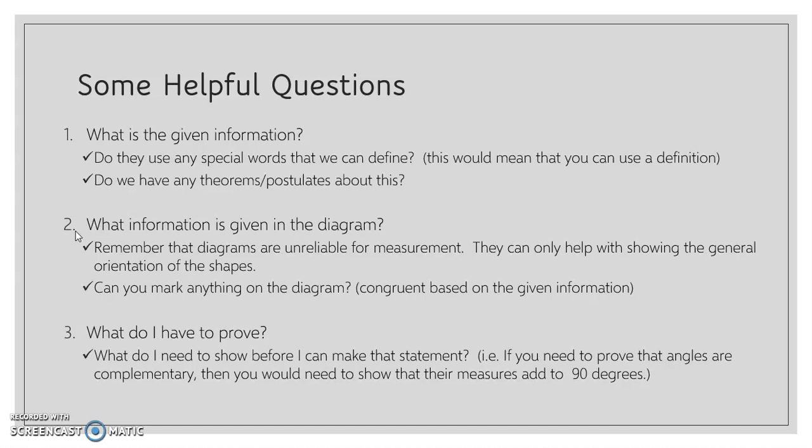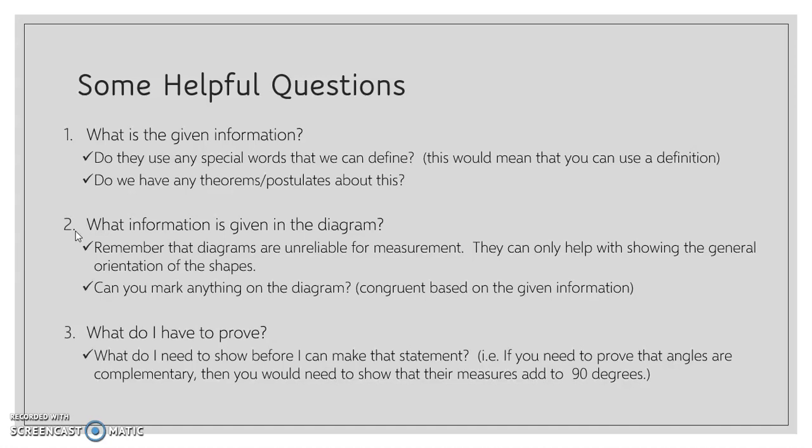Now, you also want to mark things in your diagrams based on your given information. So if they tell you two parts are equal, you want to mark them as congruent in the diagram because it's going to help you see what you need to see to get to the ending of your proof. Now, hopefully these first two steps help you to begin your proof and you start getting an idea of where your proof is going.